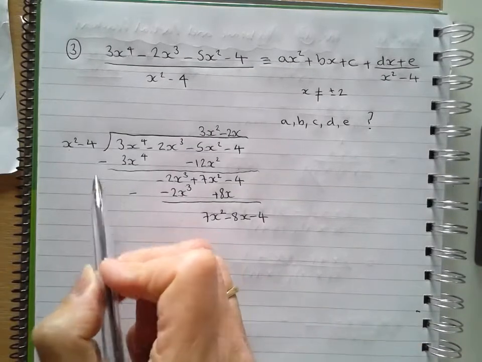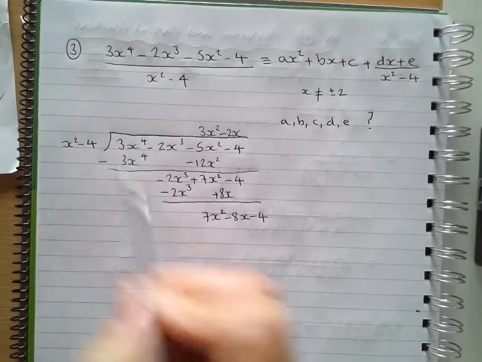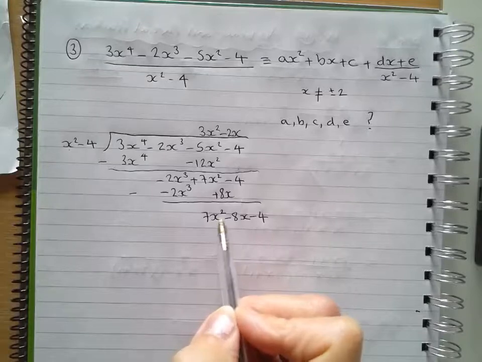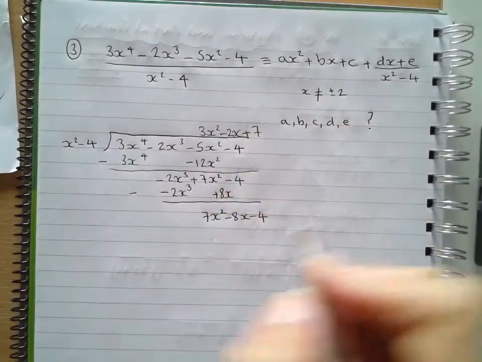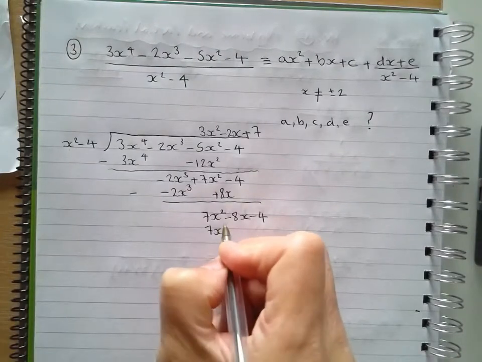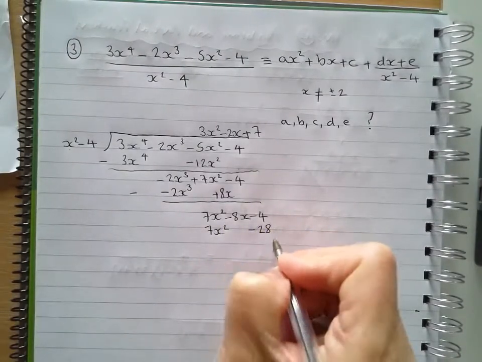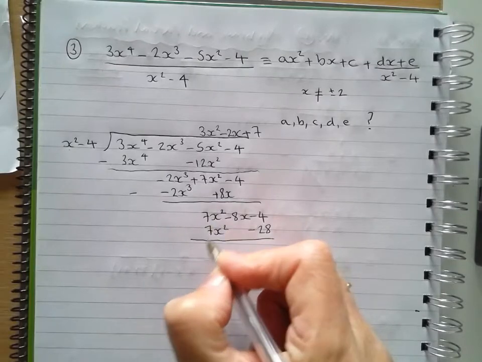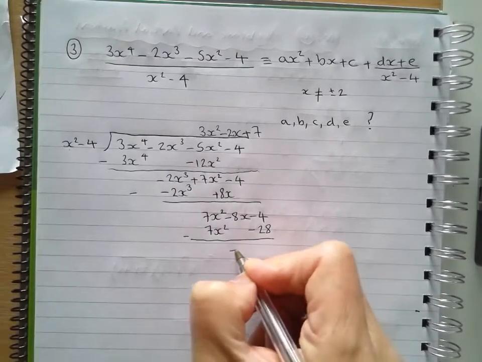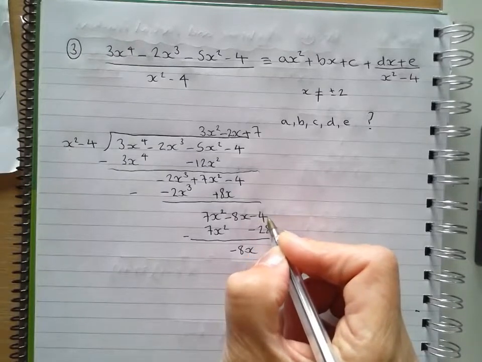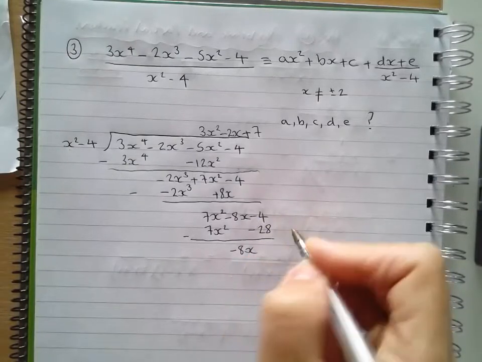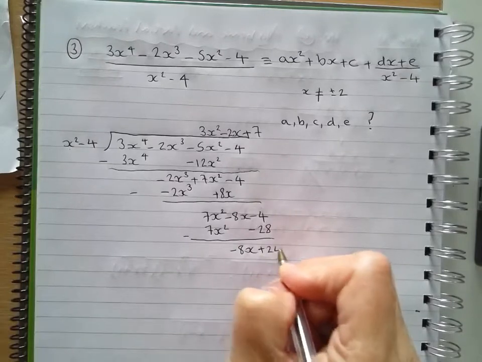Last part of dividing, I'm looking at x squared, seeing what I have to multiply it by to get 7x squared. Well, that would have to be 7. So multiplying by 7. They will go when I subtract. I'll still have my minus 8x. I'm being careful here, I've got minus 4, take away minus 28, so minus 4 plus 28, so plus 24.